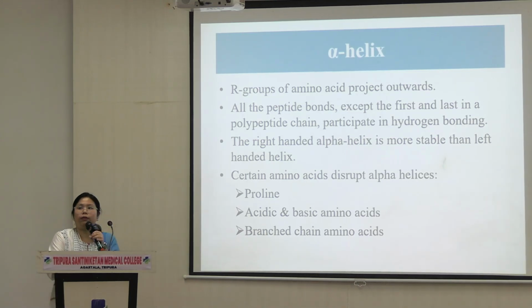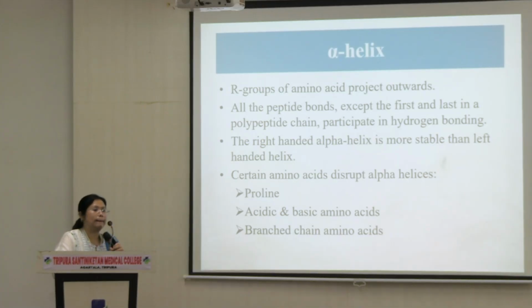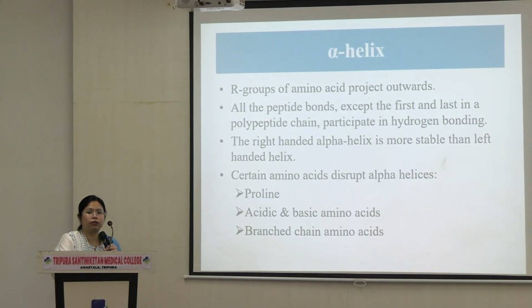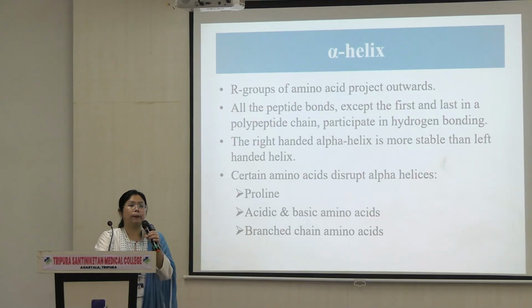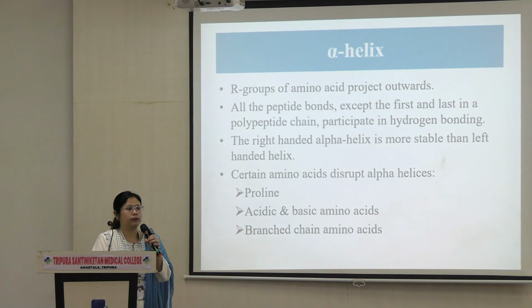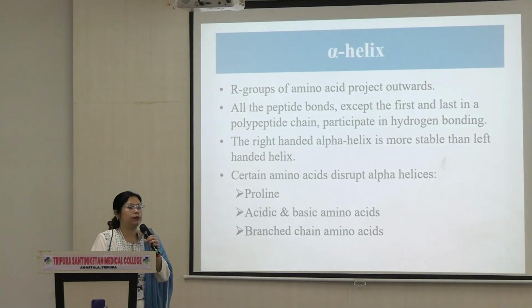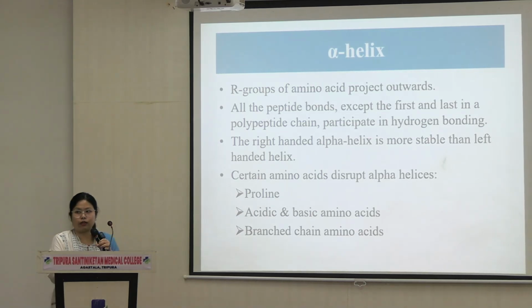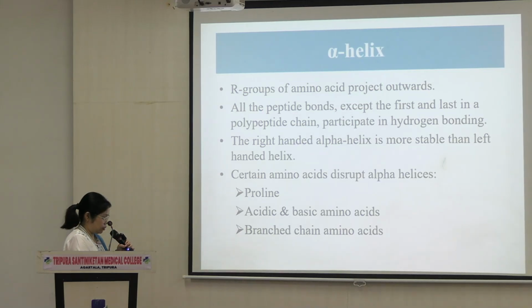So can you name any branch chain amino acids? Do you have your notes, your books? You can just go through them and tell me any one branch chain amino acid. Anyone? Proline? Valine, okay. Leucine, isoleucine and valine. Okay, those are branch chain amino acids.